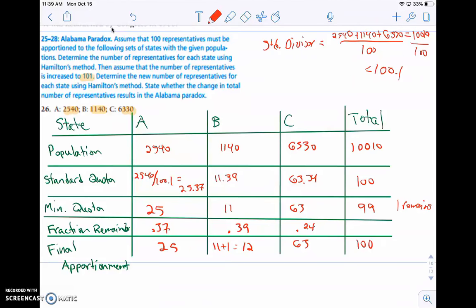In the next video, we're going to look at what happens when we bump up the number of representatives to 101. It's going to change our standard divisor, it'll change our standard quotas, and we're going to see if the Alabama paradox occurs in our next video.